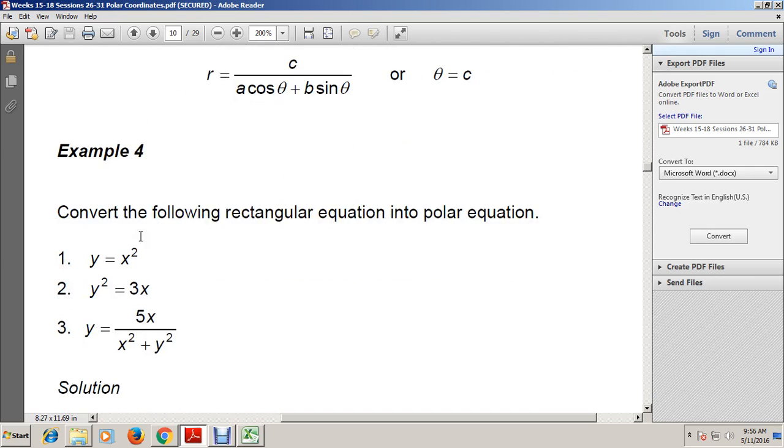Now, I will not be presenting to you the following examples. I'll be asking you to do this as part of your exercises. Convert the following rectangular equations into polar equations, and this will also be submitted on Friday. Okay?